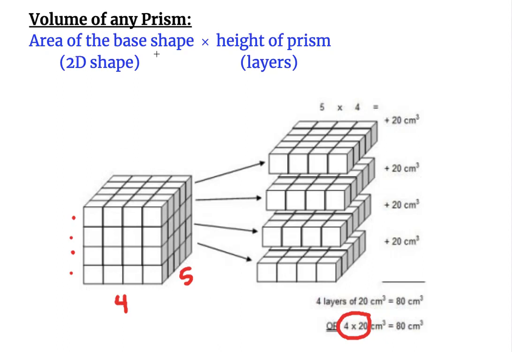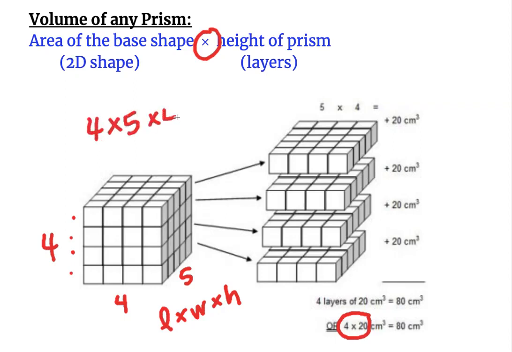The area of the base shape is 4 times 5, length times width, and then we just multiply by the height. The height tells us how many layers. The height here was 4. So we're going to take the length times the width, and we're going to multiply by the height. So that's basically 4 times 5 times 4, which gives us the total of 80.